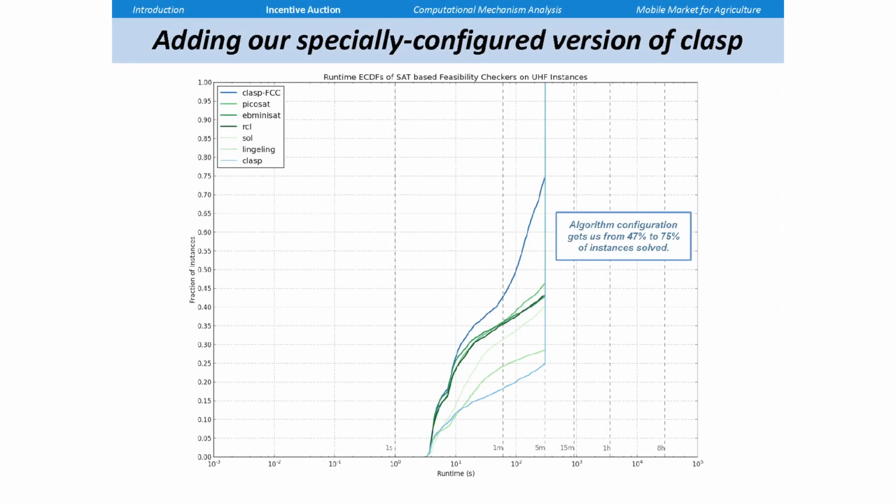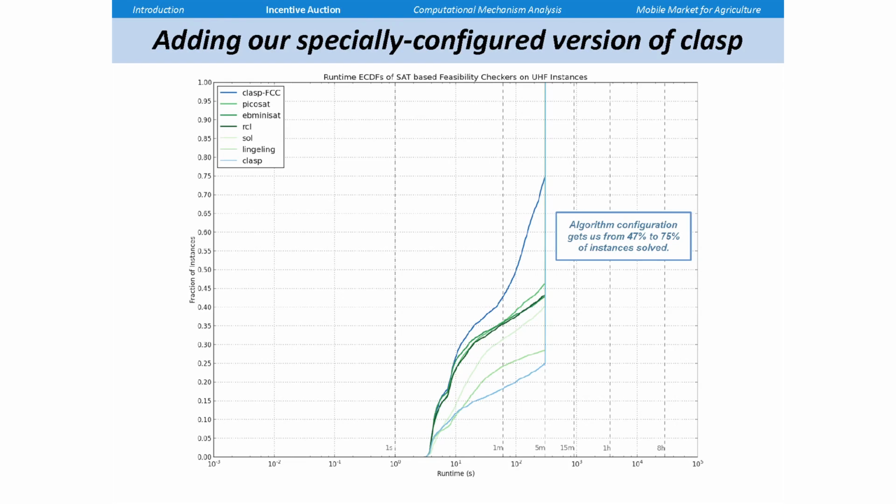OK, so we built a specially configured version of clasp. Why do we pick clasp, which looks like the worst thing here? Basically, because it was designed by its authors to expose a lot of parameters. So it was designed to work really well with this configuration approach, and it's really suited to this. And we built something that worked dramatically better. This is now solving about 75% of the instances within 5 minutes. So that's already looking pretty good.